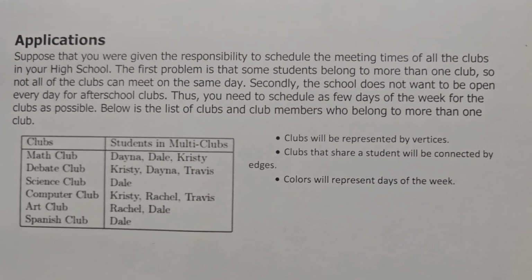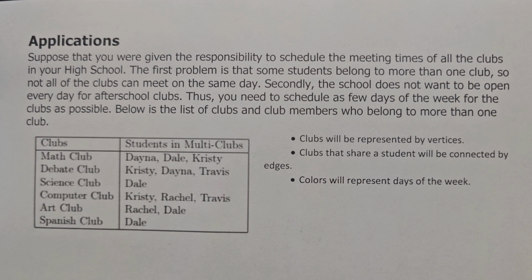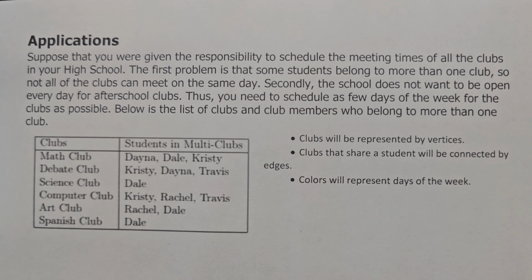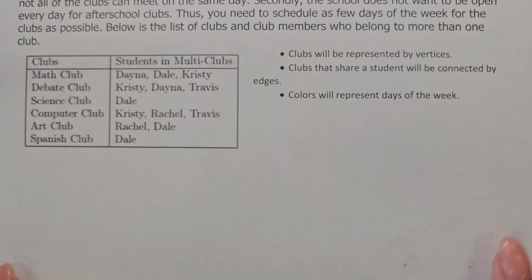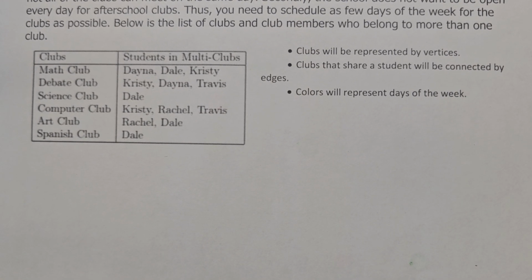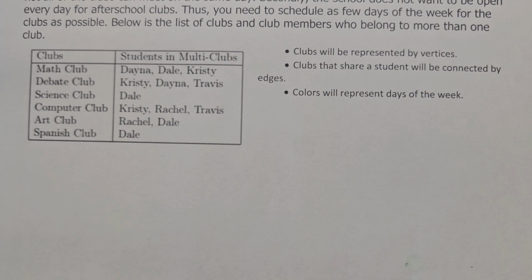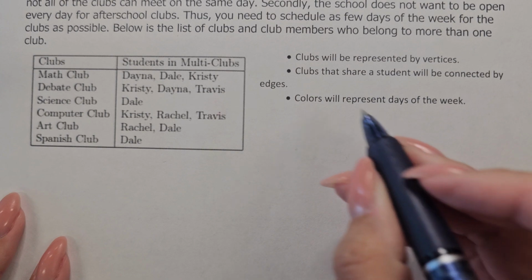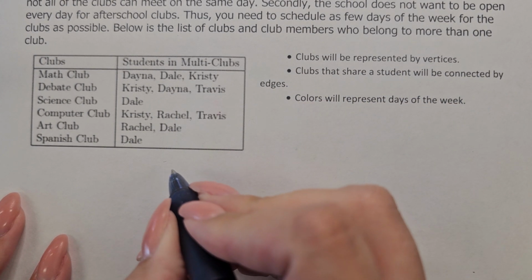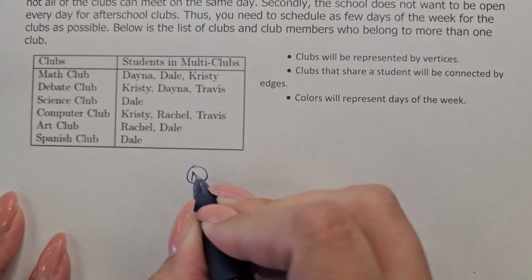Okay, now for the back, we want to look at sort of applying this to some more real-world scenarios. So what we want to think about is creating a graph kind of like how we did here with the map, where we made circles and abbreviated them by the name of the country. The clubs are represented by the vertices. So we can start with math here.